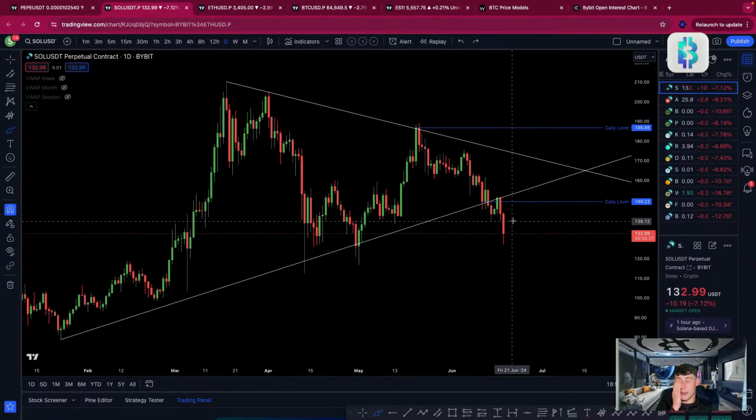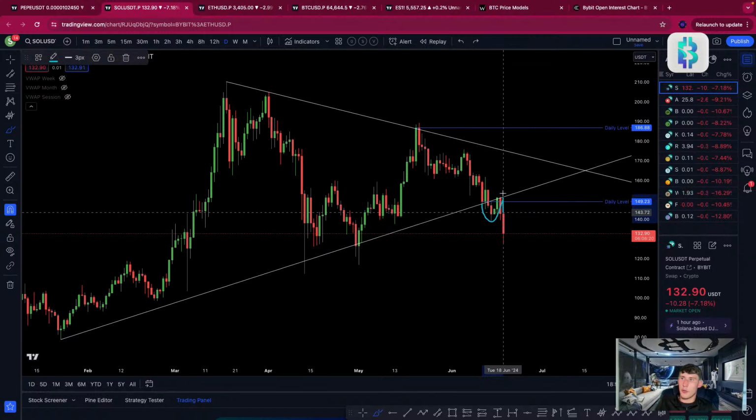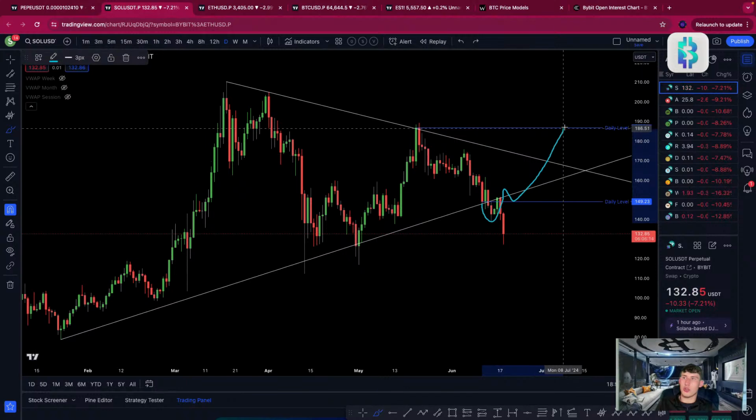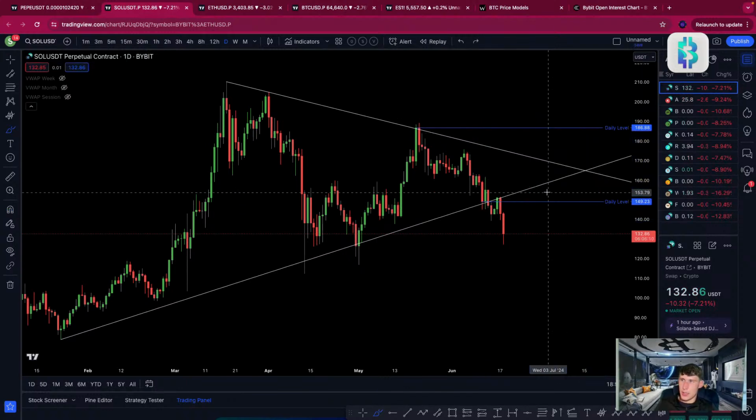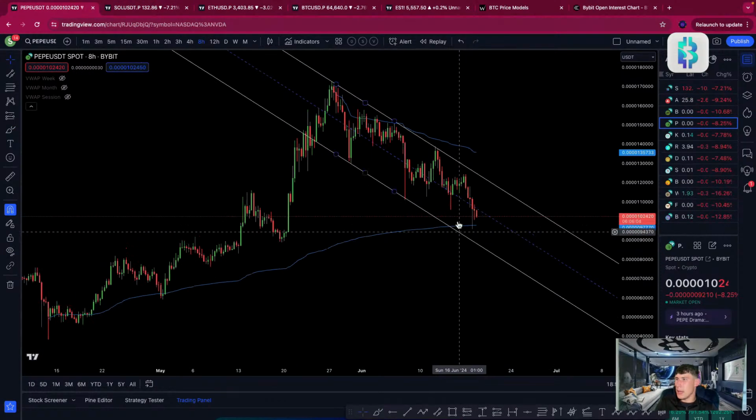But I wasn't looking to trade this. I was looking for a fake out of this daily level as well, a failed auction of that daily level, and then I was looking for the long trade up to here where I could look for a short trade up there. That's the plan that I had, but that's not playing out, so I'm kind of ignoring that.